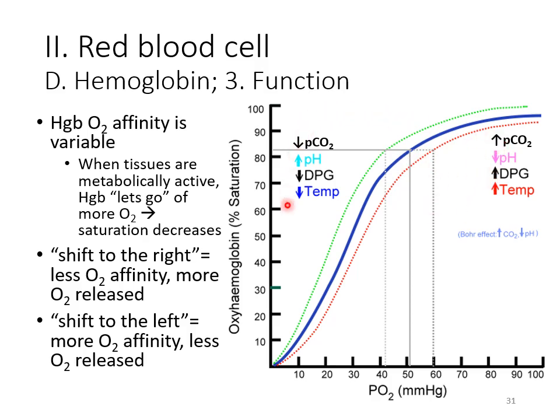Of course, if the opposite is true, if you have low CO2, more alkaline, so less acidity, less 2,3-DPG, and a lower temperature, these factors will cause a shift to the left. In a shift to the left, the hemoglobin has greater affinity for oxygen and less oxygen is released. Of course, the shift to the left will happen if the tissues are not very metabolically active.